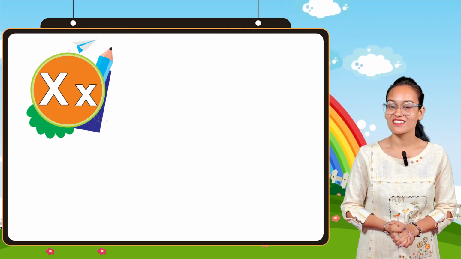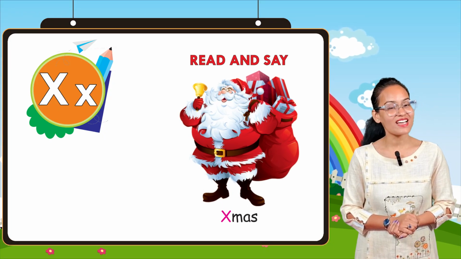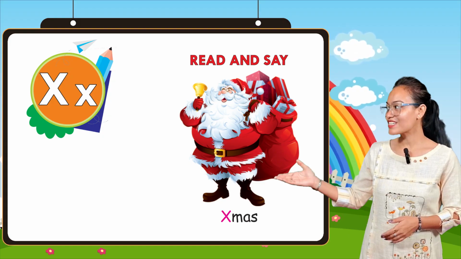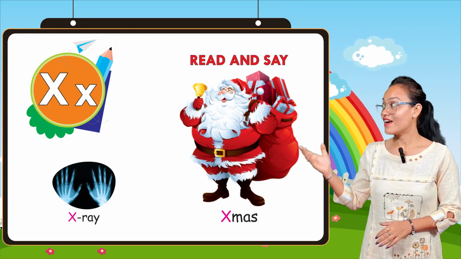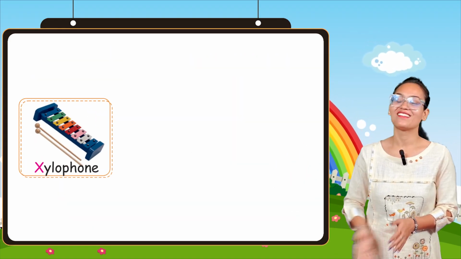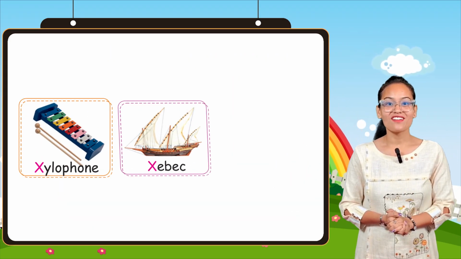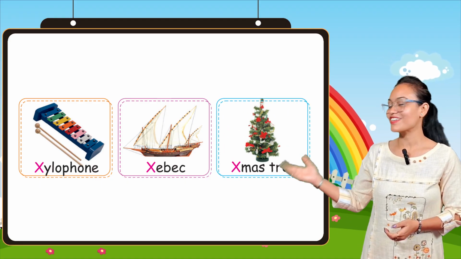Alphabet X. Capital X, small x. Read and say: X for Xmas, X for X-ray, X for xylophone, X for Xebec, and X for Xmas tree.